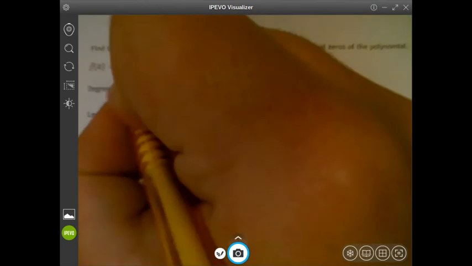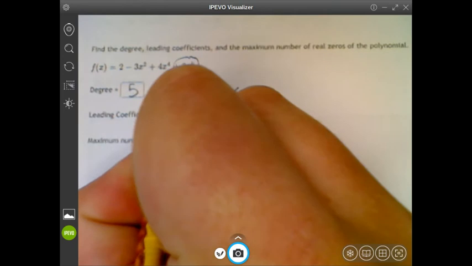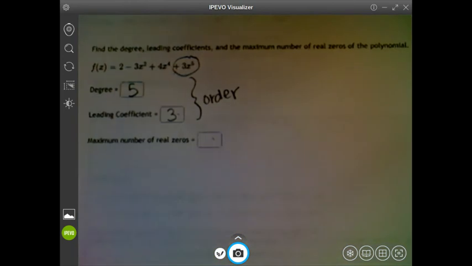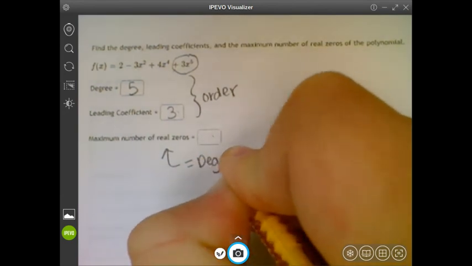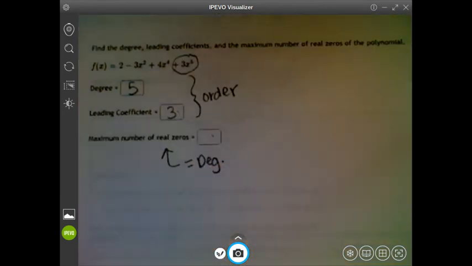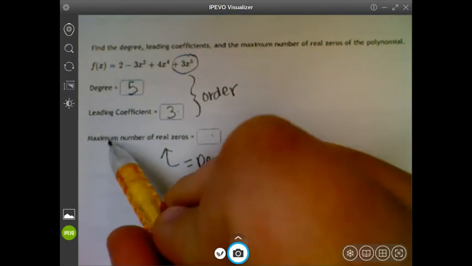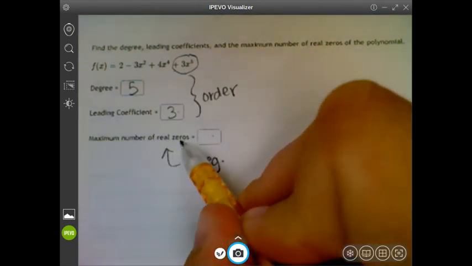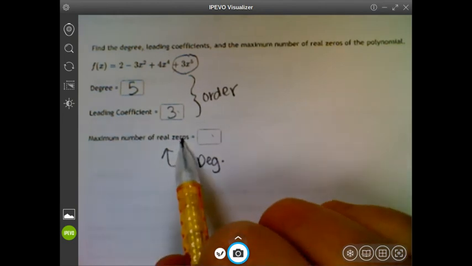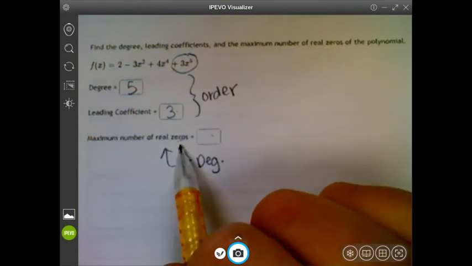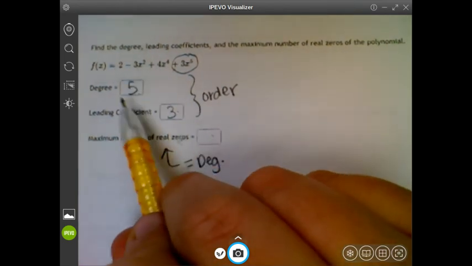So the degree would be the highest power, which is 5. Leading coefficient, that's a positive 3. And then the maximum number of real zeros is equal to your degree. And so what we're saying is that the number of times that this has a 0, another word for x-intercept, the maximum number of x-intercepts this polynomial has is 5. So it is at most going to cross the x-axis 5 times.